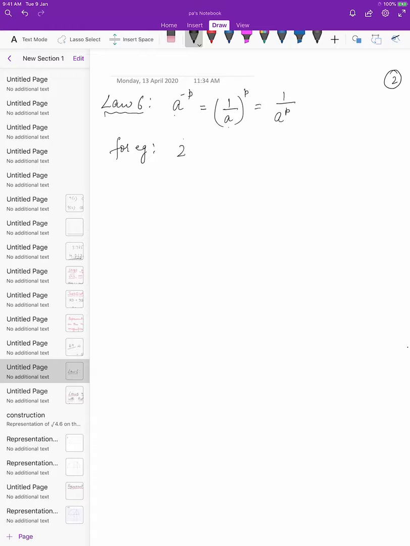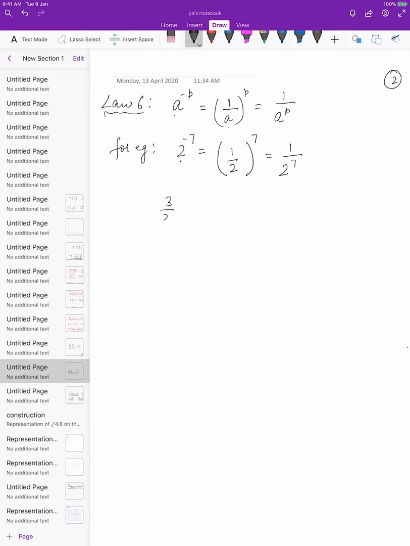Like 2 raised to the power minus 7. I have to make this exponent positive, from minus 7 to plus 7. So what I have to do is take the reciprocal of the base. Here the base is 2, so the reciprocal will be 1 by 2, raised to the power 7, or it can also be written as 1 upon 2 raised to the power 7. Let's take one more example.